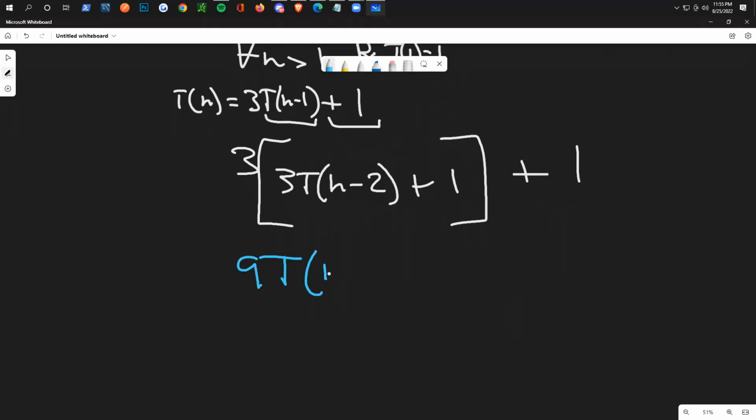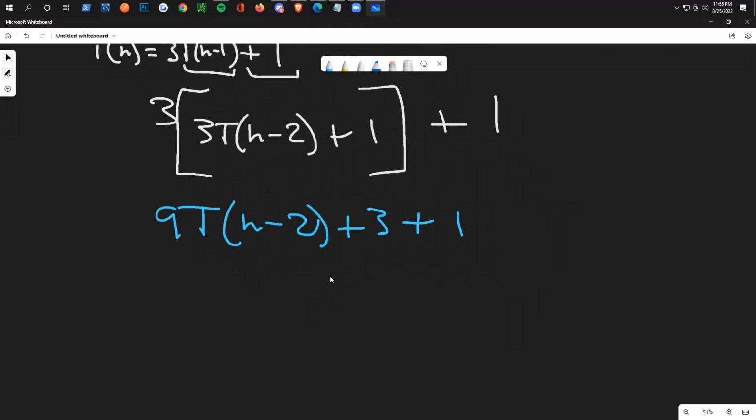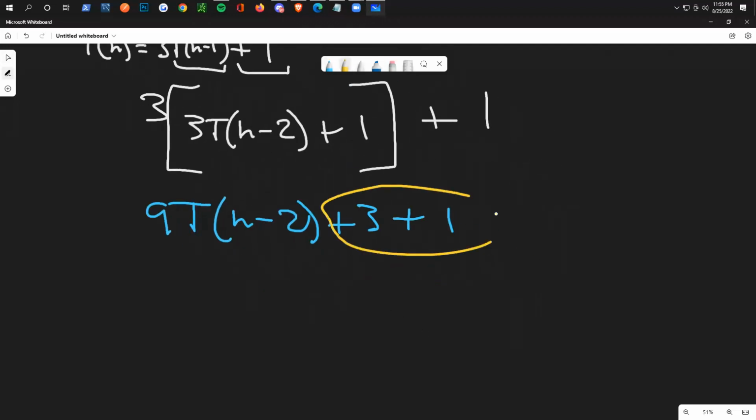So now we're going to have 9t of n minus 2 plus 3 plus 1. So let's note, this is our summation terms that are getting built out. So now we have a 1 and a 3. But instead of adding this 3 here, what I like to do personally, I would, or actually, let's not do that right now. I'll do that step later. So let's just keep going from this.